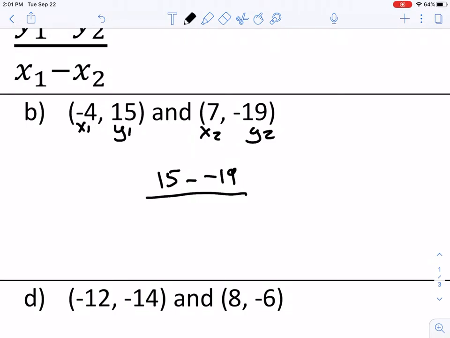Notice how part of our formula is including this minus sign, and then whatever the term is that we're putting in the formula also has its sign attached to it. That's how we end up with some of those double negatives. So 15 minus negative 19. I also have negative 4 minus 7.